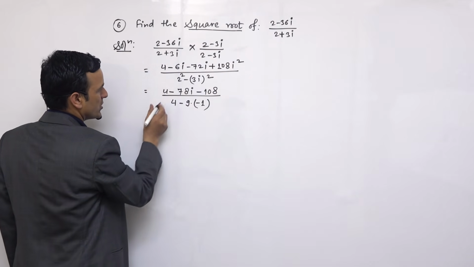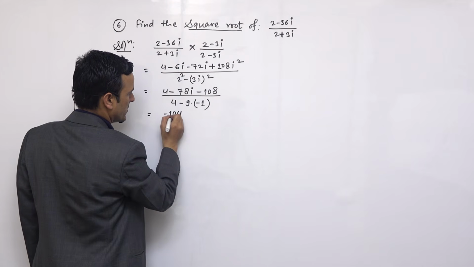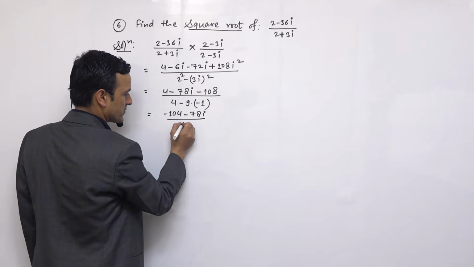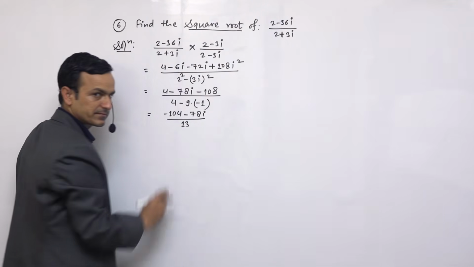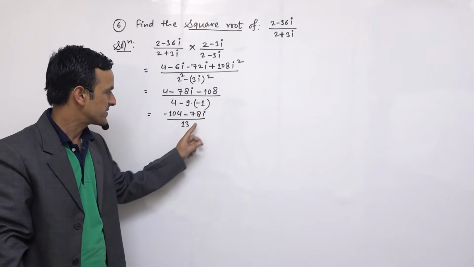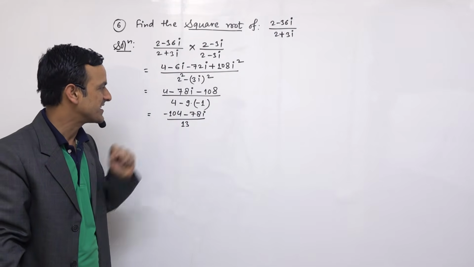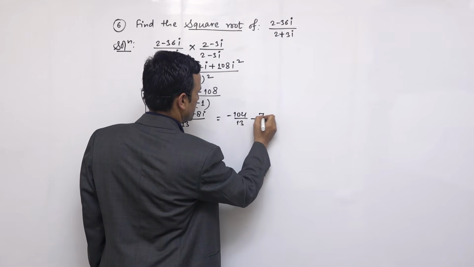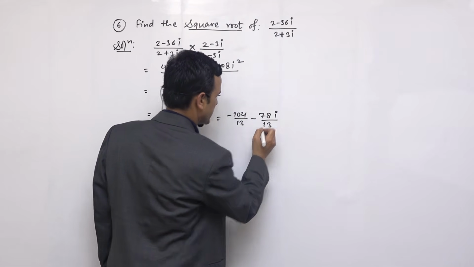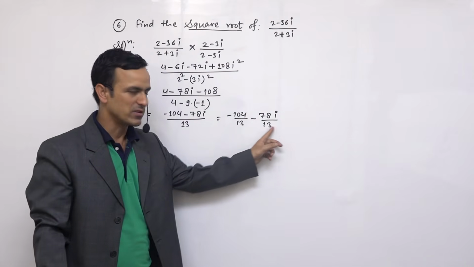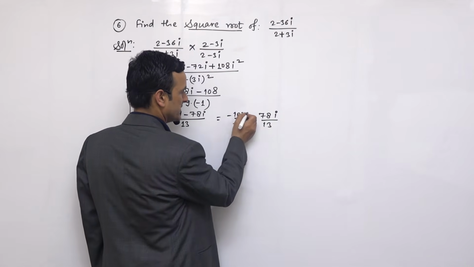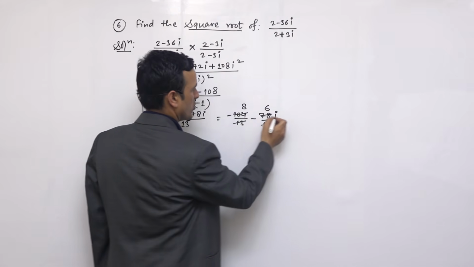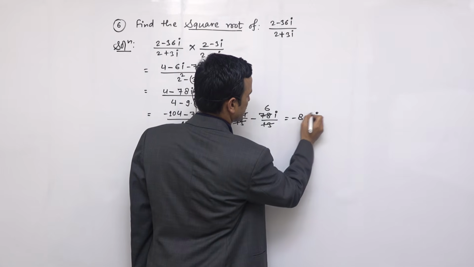So it is minus. 4 and 108 means 104 minus 78i divided by 9 plus 4 plus 9 means 13. Minus minus it is plus. So 9 plus 4 means 13. So we can separate it. Minus 104 divided by 13. 78i divided by 13. If we separate, then it will be this one. So 13 8s and 13 6s. So we'll get minus 8 minus 6i.